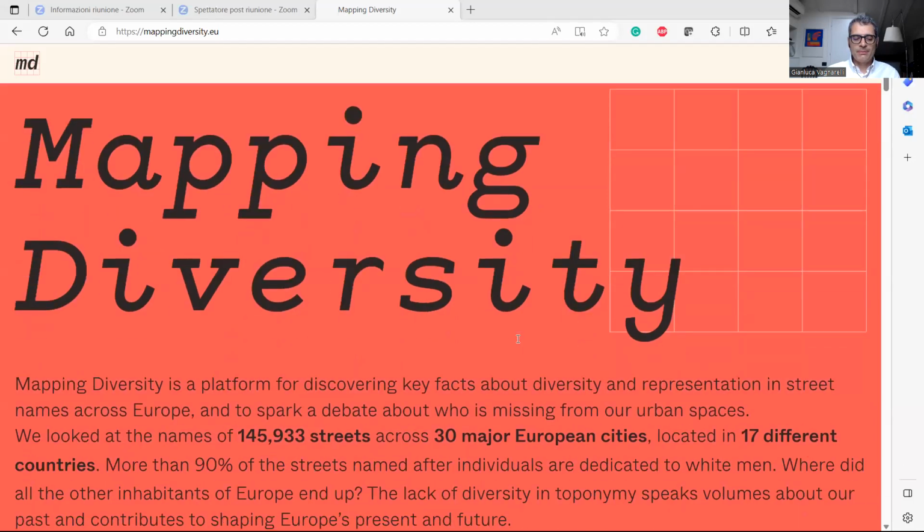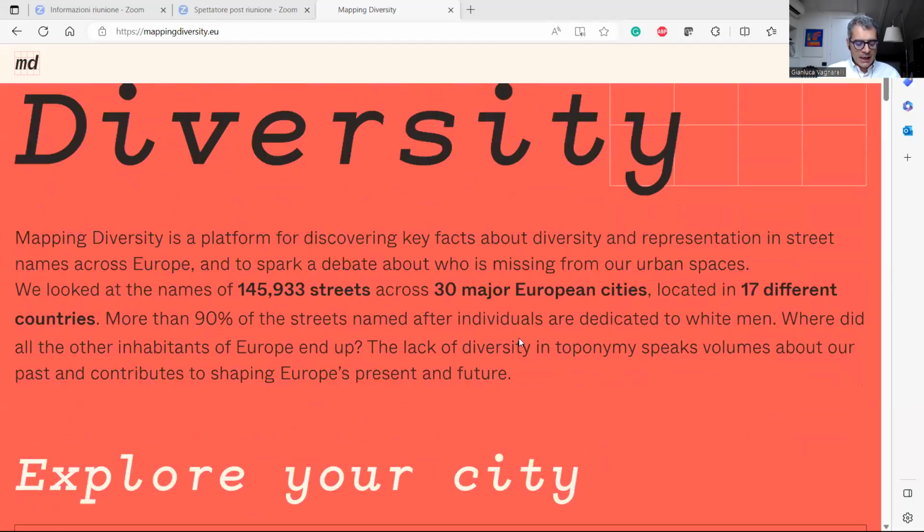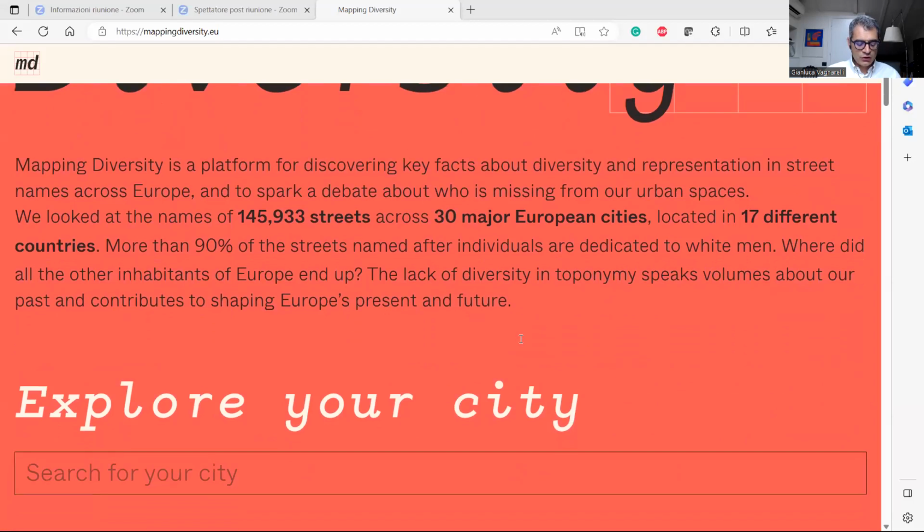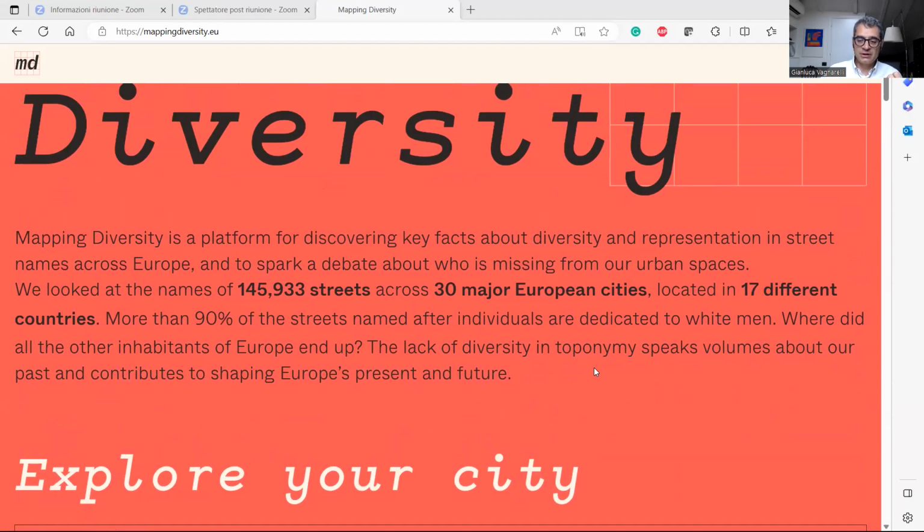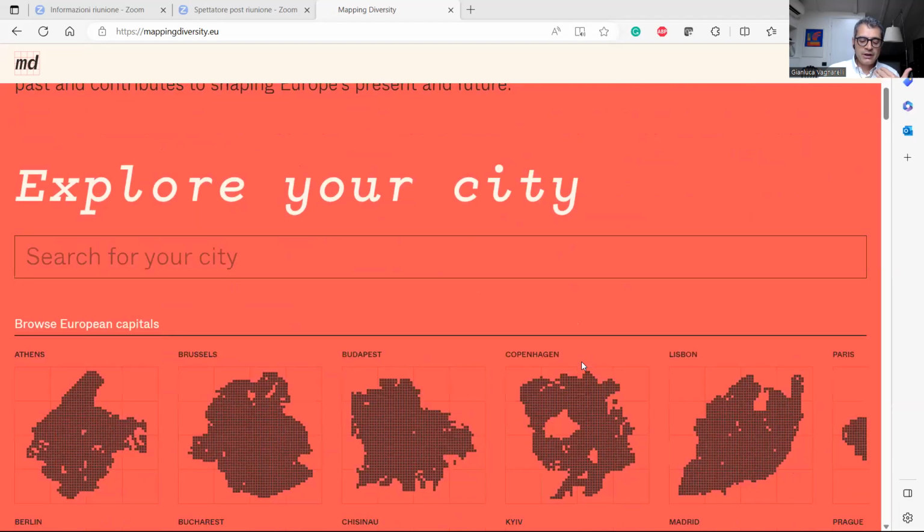So this is the web page of the project, and this is what is written on the web page. Mapping Diversity is a platform for discovering key facts about diversity and representation in street names across Europe, and to spark a debate about who is missing from the urban spaces. In this project, around 150,000 streets across 30 major European cities are analyzed, cities located in 17 different countries. And scrolling the home page, you can see the data about each single city.